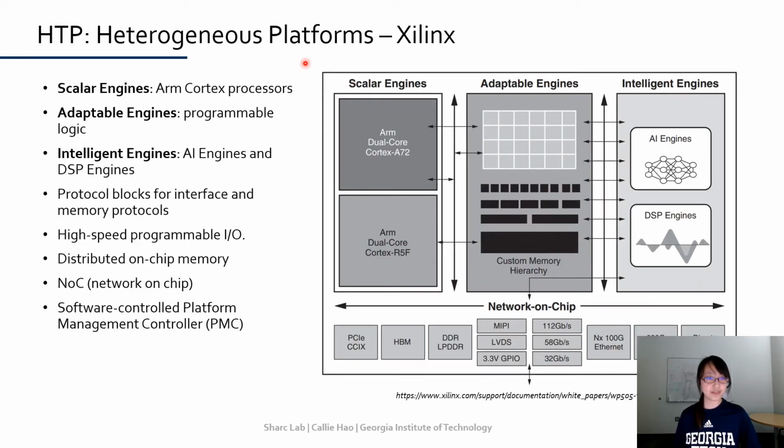Now let's first take a look at some heterogeneous platform examples. This is one heterogeneous platform example from Xilinx, their latest ACAP architecture. So this is really something heterogeneous. We can see that there are scalar engines, there are adaptable engines built from programmable logic, and they have dedicated AI engines and also DSP blocks. These different components talk to each other using a network on chip, and they have different protocols and interfaces for external communication.